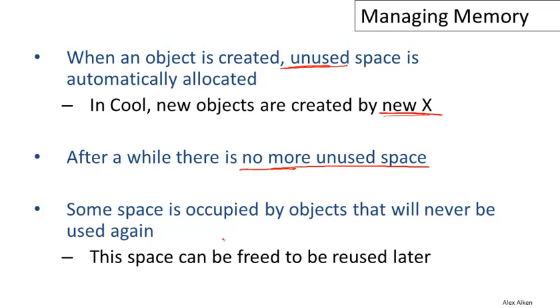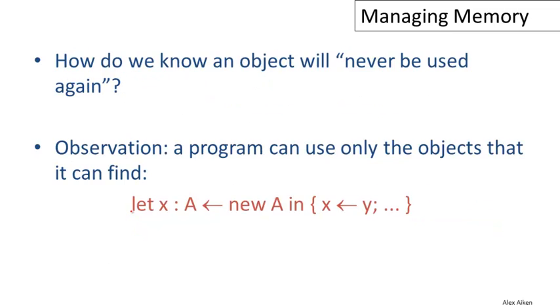The observation that garbage collection systems rely upon is that some of the space being used is probably occupied by objects that will never be used again. Some of these objects are not going to be referred to again by the program, and if we can figure out which objects those are, then we can deallocate them and reuse the space for new objects. So the big question is, how can we know that an object will never be used again? Most of the garbage collection techniques out there today rely on the following observation: a program can only use the objects that it can find.